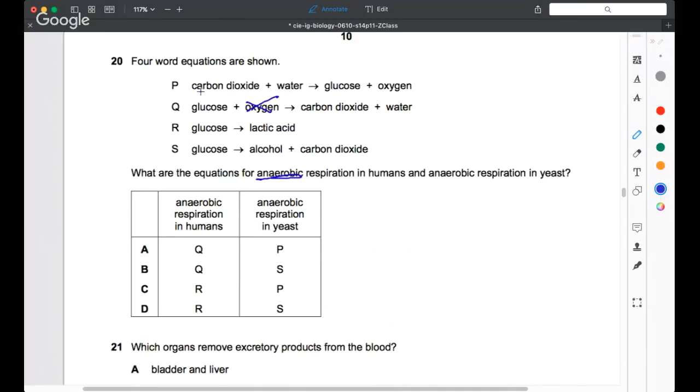If we look at P, carbon dioxide plus water goes to glucose production. That's creating glucose. That's not respiration. That's not breaking down glucose. So this is actually photosynthesis. So it's not P. It can't be P because that's photosynthesis.